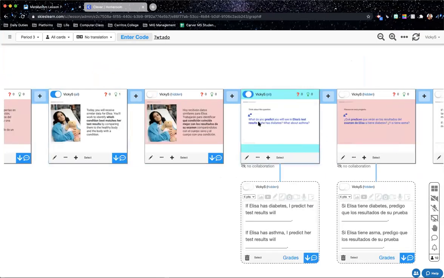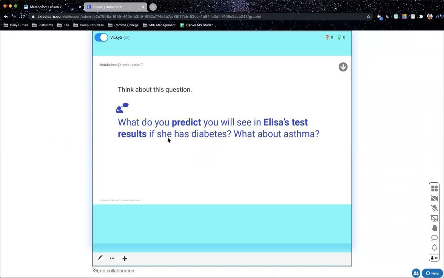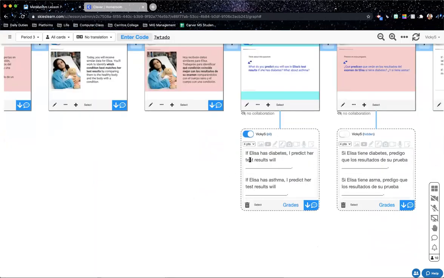So the next slide that you guys will need to figure out is, what do you predict to see in Elisa's test if she has diabetes? And what about asthma? So on the bottom, let me unlock it for you guys. So remember, if Elisa has diabetes, you predict her test results will, what's the molecule that is affected by diabetes? Glucose. What happens to the glucose? Will she have less or will she have more glucose in her cell? And then for asthma, perfect. So for asthma, what molecule affects asthma? Oxygen. So will she have less or more oxygen in her test results?